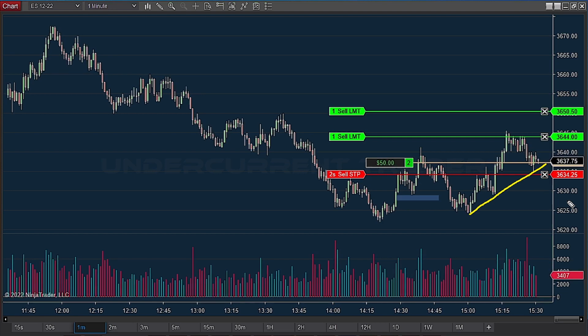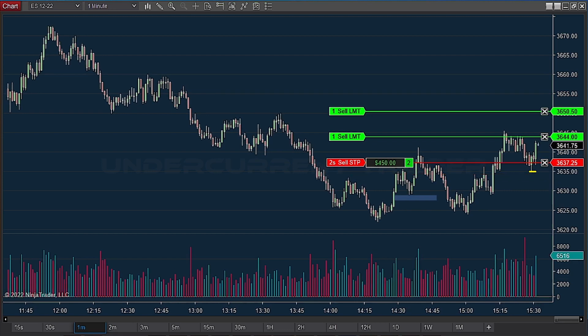As you can see, I got really close to getting stopped out here, but obviously I was spared. Target filled. Alright, so that does it for this trade.